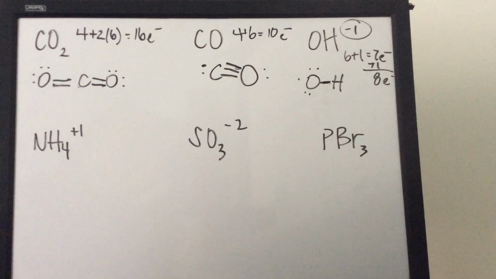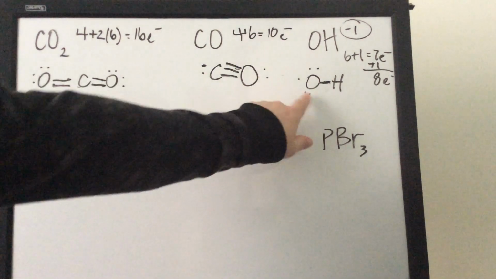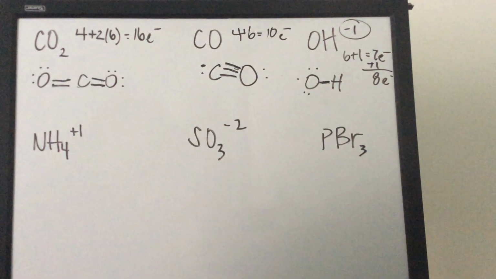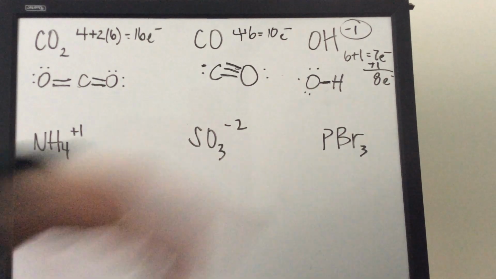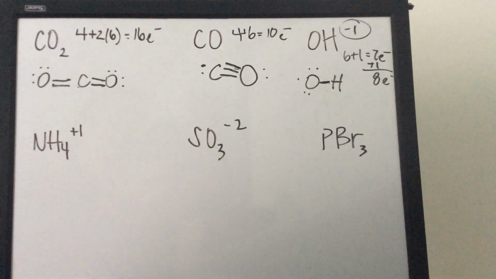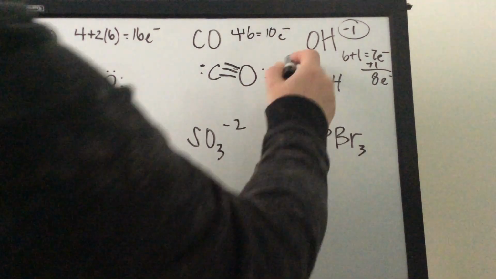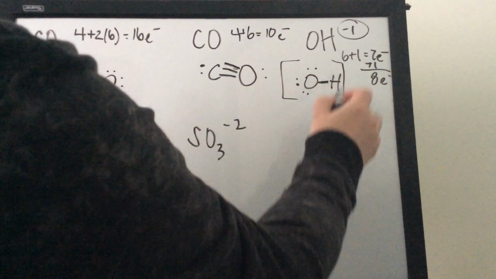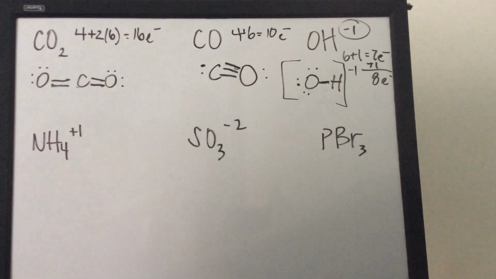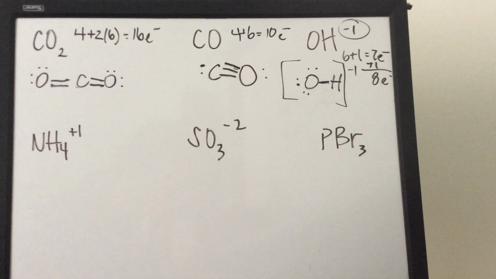Hydrogen's good, but oxygen only has 7 electrons. 1, 2, 3, 4, 5, 6, 7. But before we panic, we have to remember to bring this extra electron in. It makes sense to put it on the oxygen. And because this is an ion, I need brackets and a minus 1, telling your reader that you have given that an extra electron.